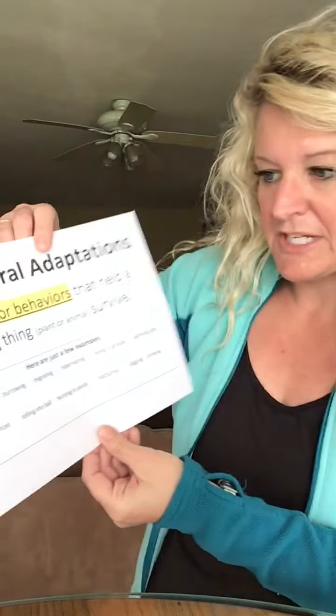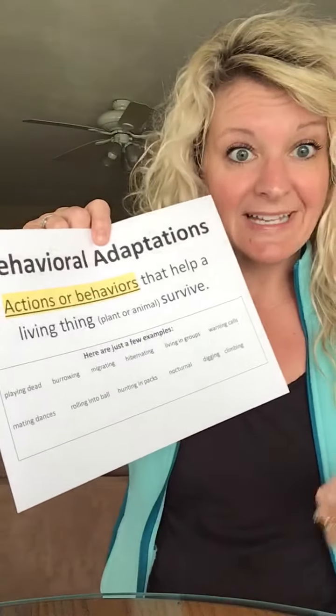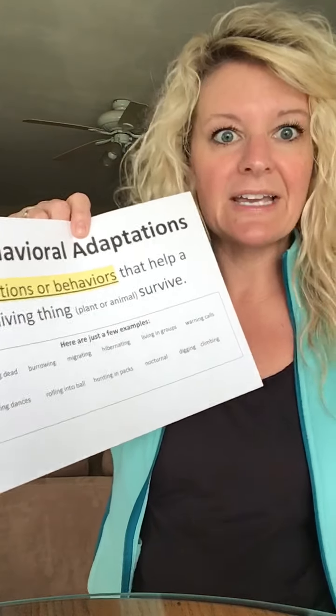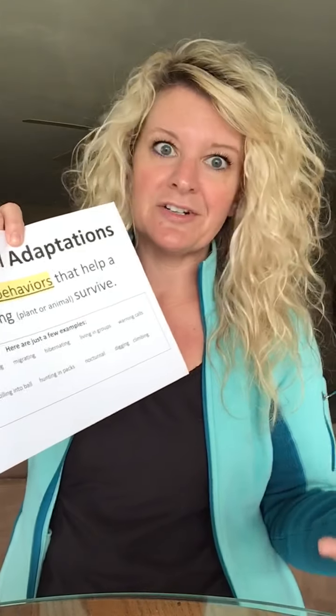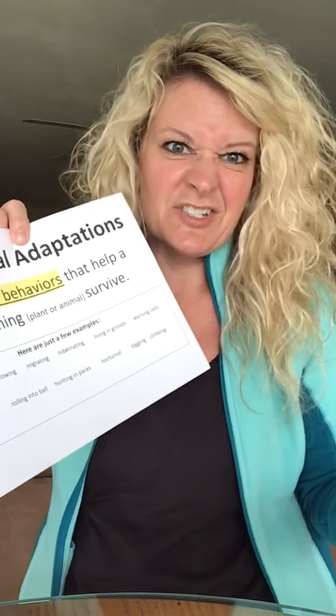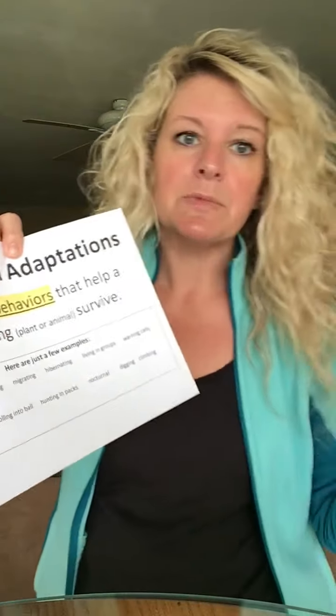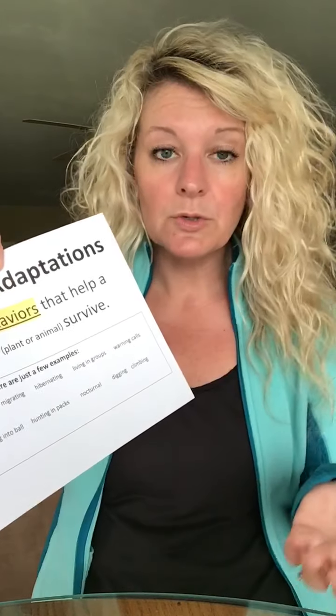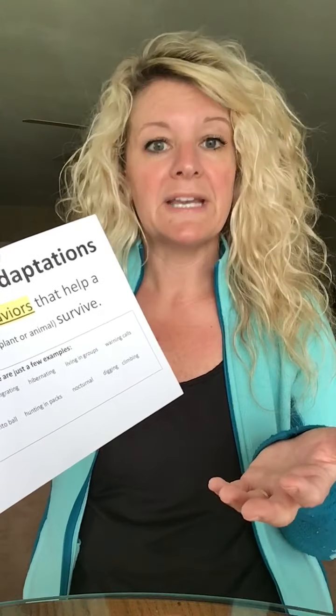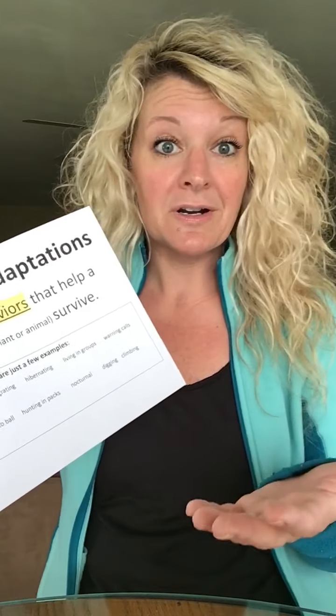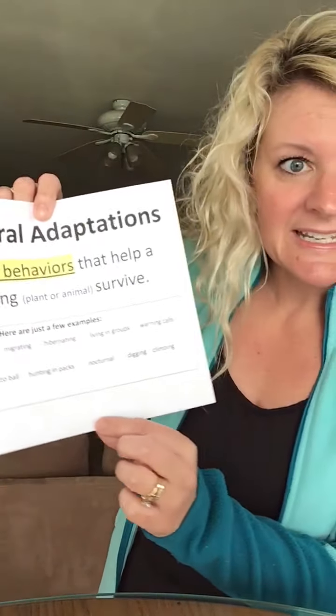common behavioral adaptations. Some animals play dead, like a possum, and that can help them survive because a predator may think it's already dead and not want to go after it. Burrowing, migrating. Animals will migrate typically to warmer weather when it gets cold to avoid those harsh temperatures. And also food gets really scarce during cold weather, so they migrate to find more food. Hibernating is a great behavioral adaptation that some animals do.